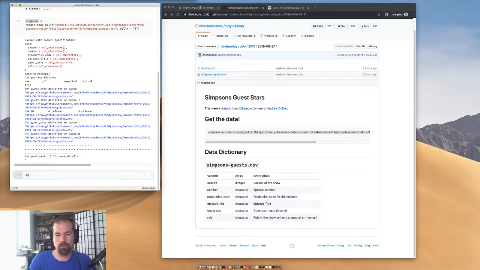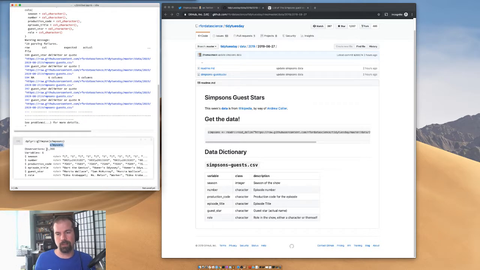So the first thing you can do, and it comes from dplyr, is glimpse. This is the first thing I do anytime I get a new data set, because it tells us a little bit about it. There are 1,200 rows in this data frame, so it's a table of 1,200 rows and 6 columns. Then the guest star's name, the episode title, then the role they played.